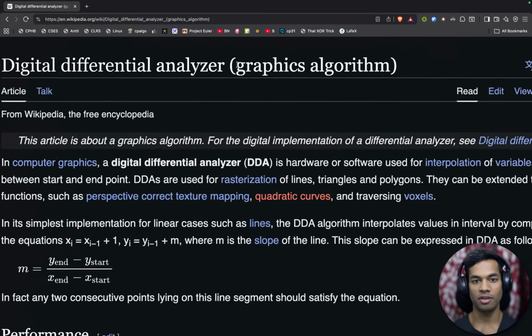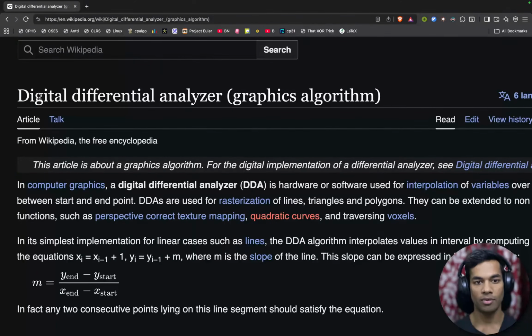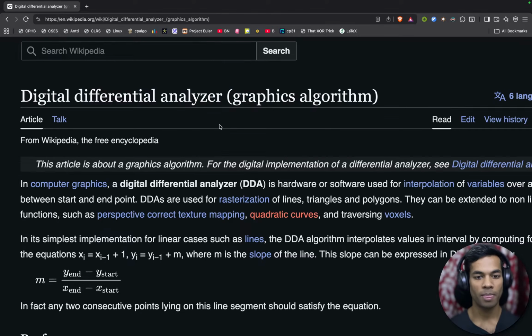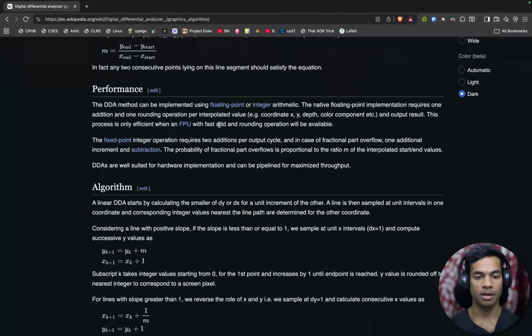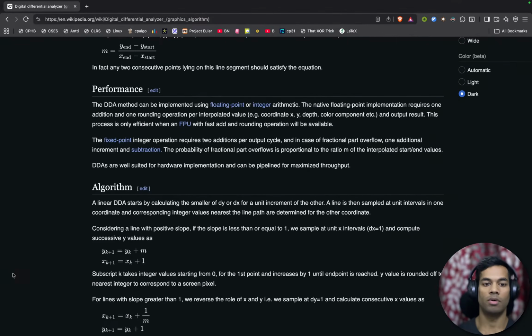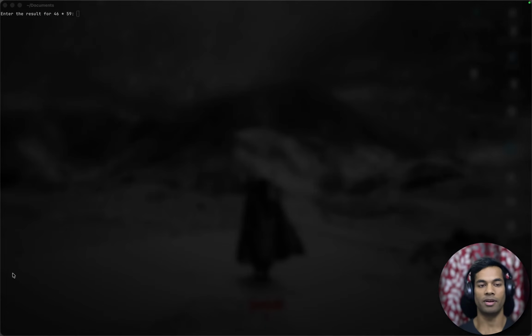Okay, this is the thing that we will be doing: the digital differential analyzer graphics algorithm. And the main thing in this is just one minute. Yep. So what is the problem that we are trying to solve here?